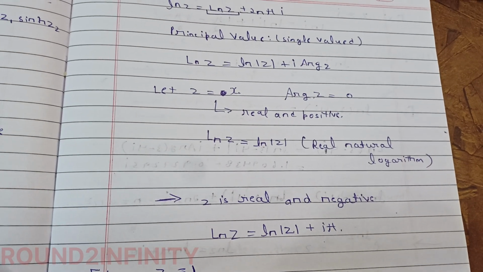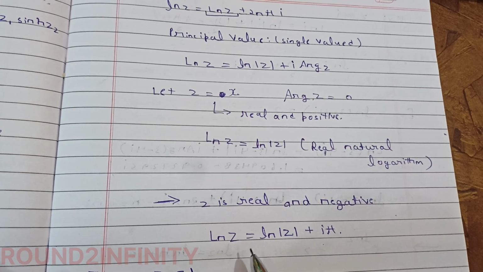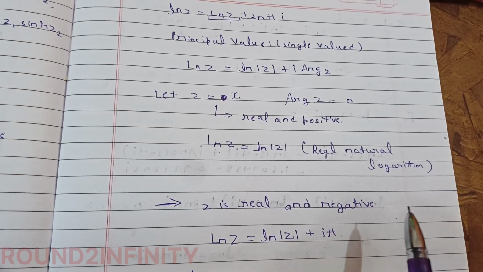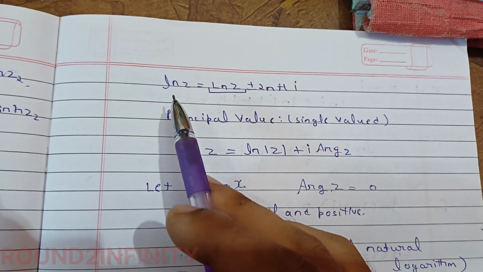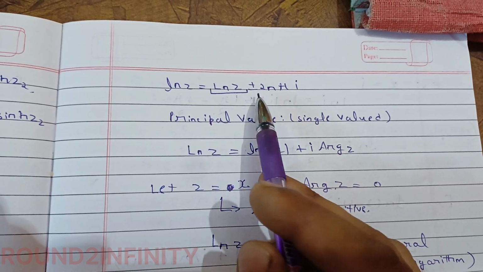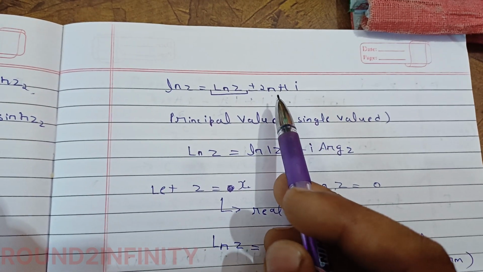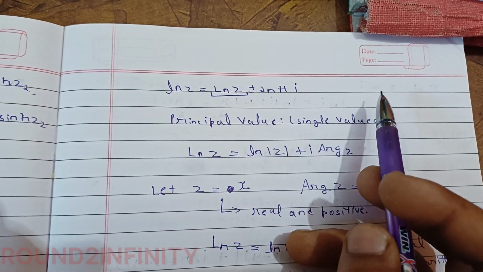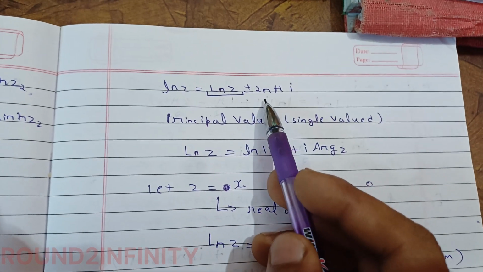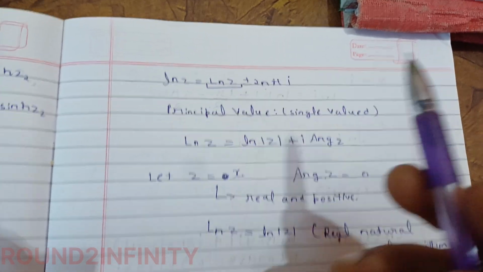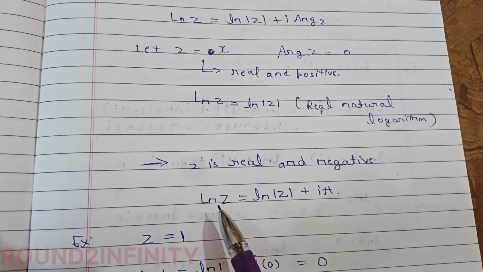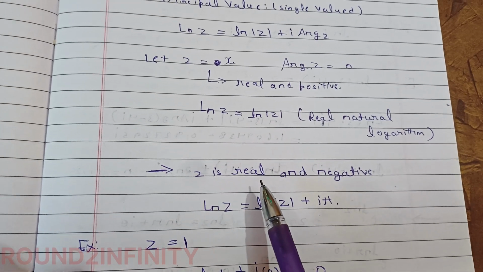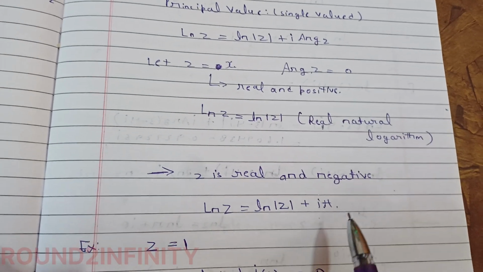Now see, this can have infinitely many values, because this is our principal value. When you need to find all the values, you will use this formula: Ln z will be this principal value plus 2n pi iota. By putting n equal to 0, 1, 2, 3, 4, 5, you can get all the values. For n equal to 0, you will get the principal value. So we found the principal value for real and negative z. This will be your value.